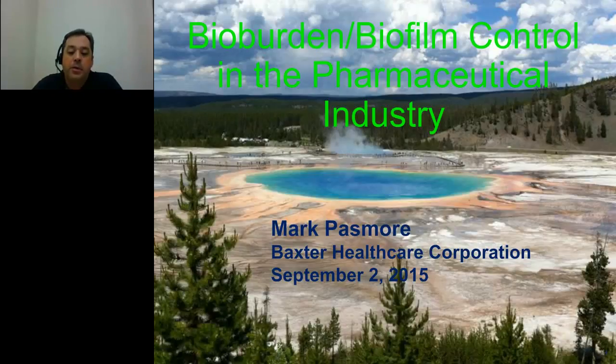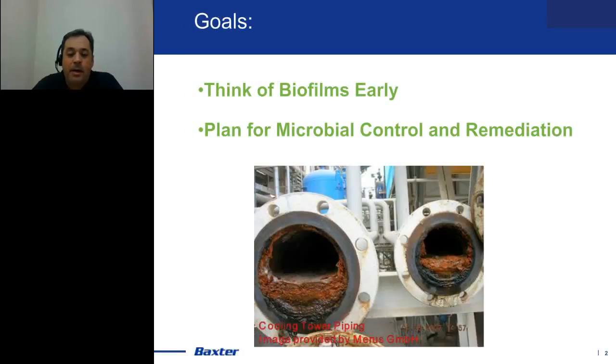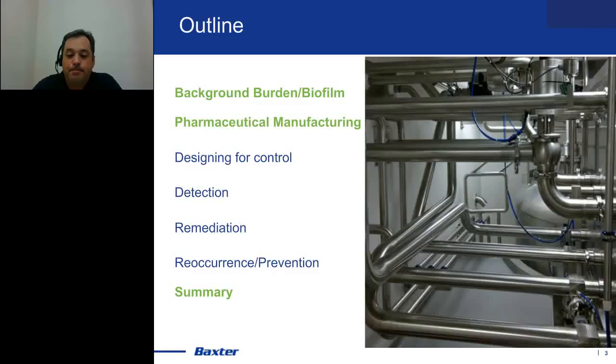Before we jump into it, I wanted to show you a picture of a beautiful biofilm before we start talking about the ones that aren't so friendly. This is actually a hot spring at Yellowstone National Park, and the colors that you see in that hot spring, the oranges, the yellows, the greens, are due to biofilm bacteria growing in that environment. If nothing else, my goals for this presentation are to get you to think about biofilms early, and if you're working in the area of microbial control, to plan for the potential of biofilms and bioburden contamination.